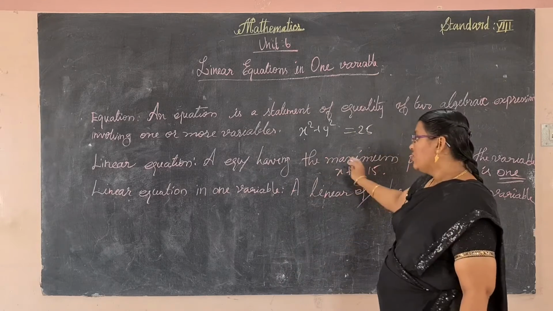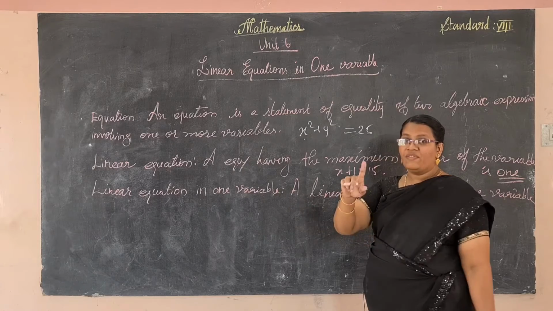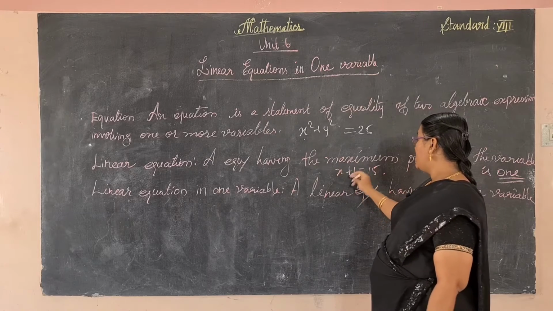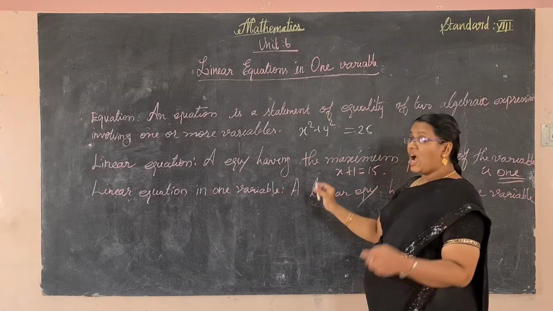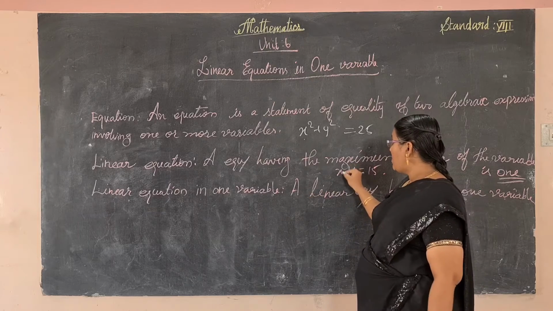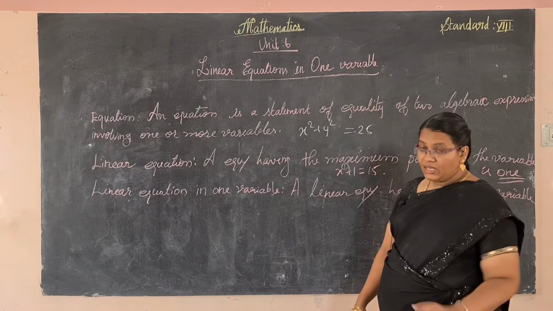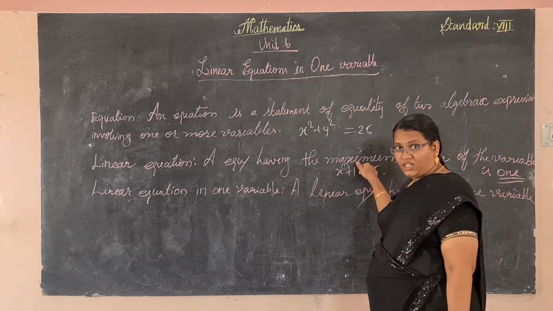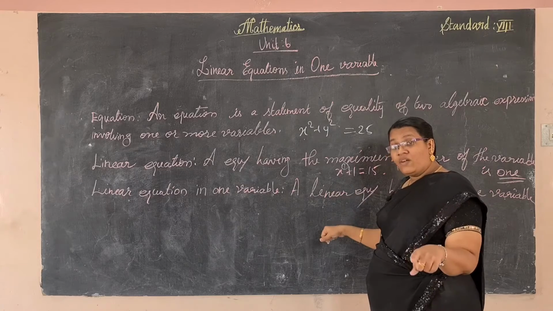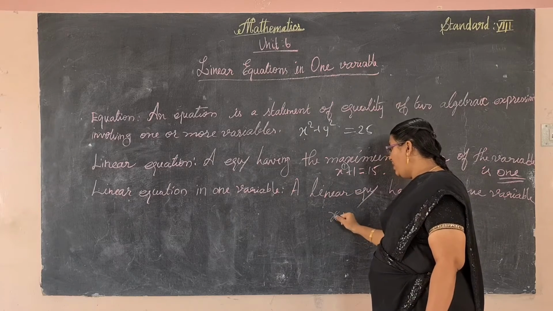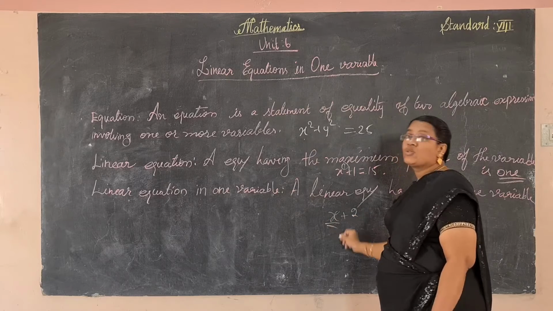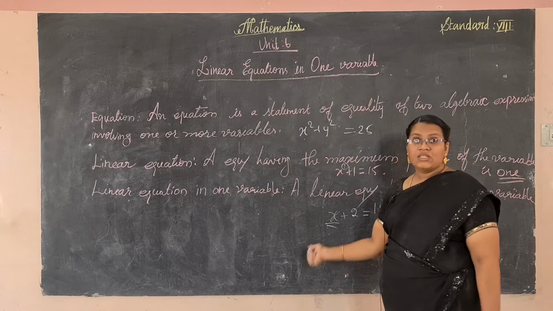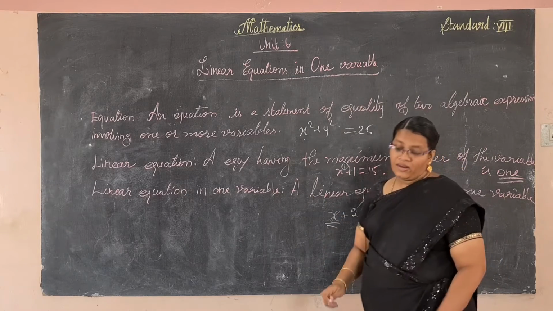So what is the difference? It is the same, but here one variable means only one variable, x only. Linear means the highest power of the variable, the maximum power, is 1, and that is called a linear equation. A linear equation in one variable uses only one variable, x only. So x plus 2 equal to 15 is called a linear equation in one variable.